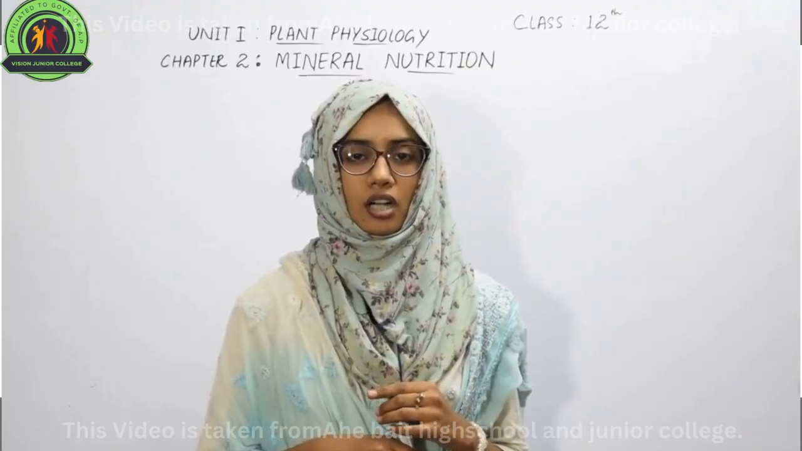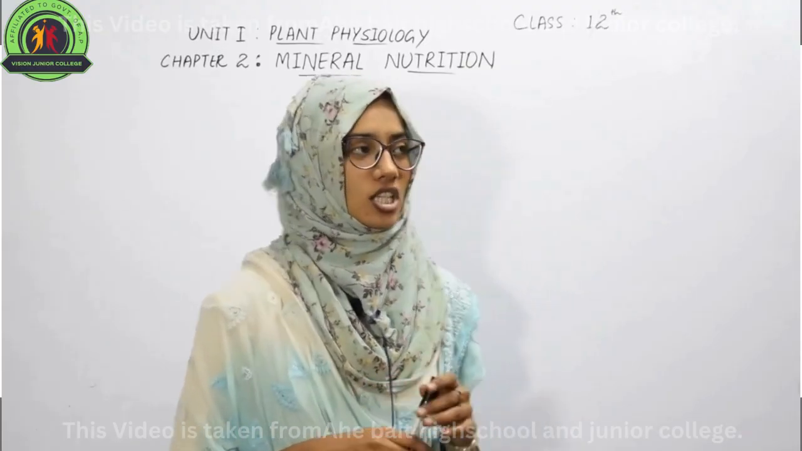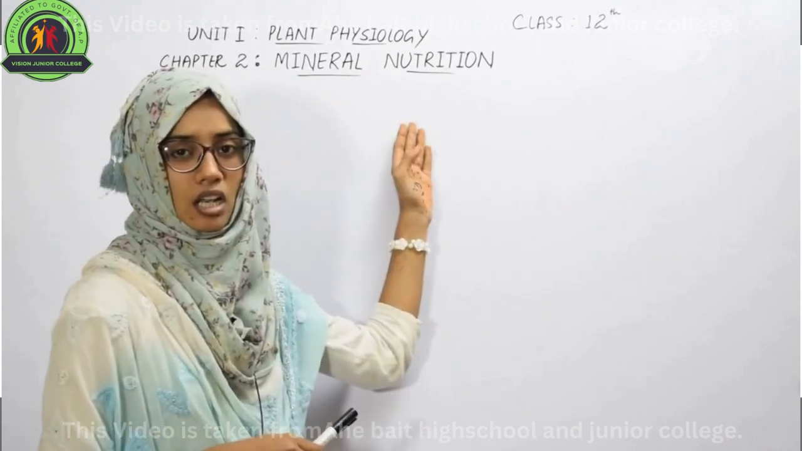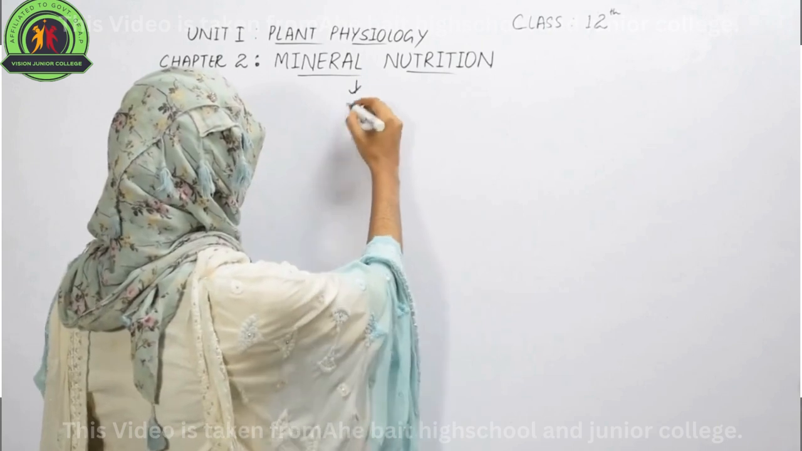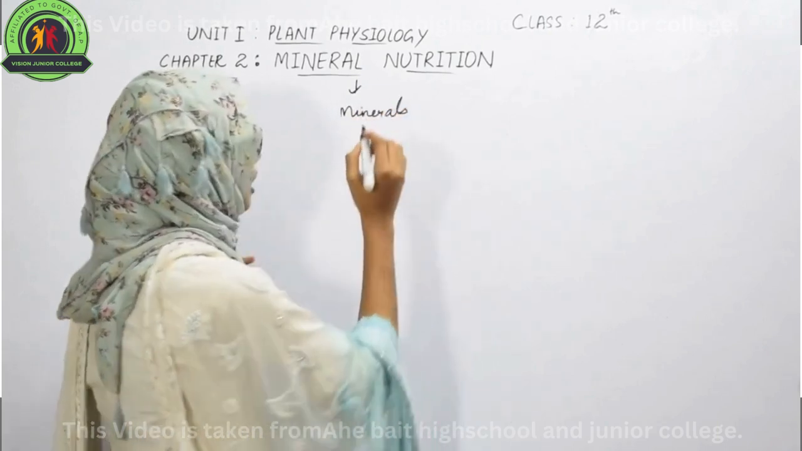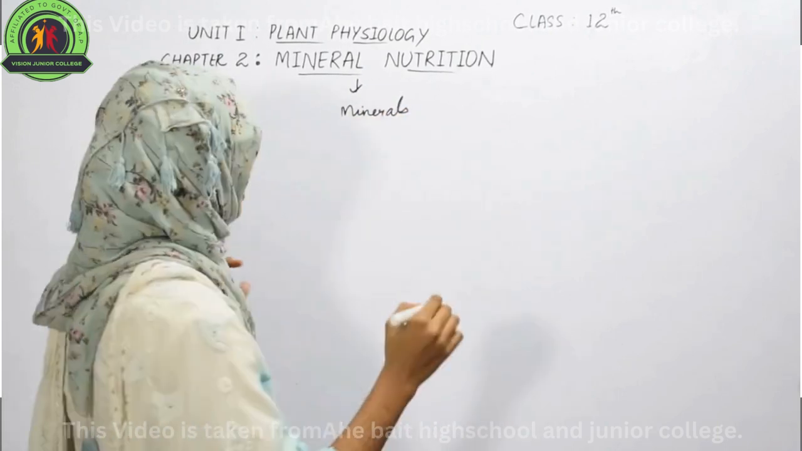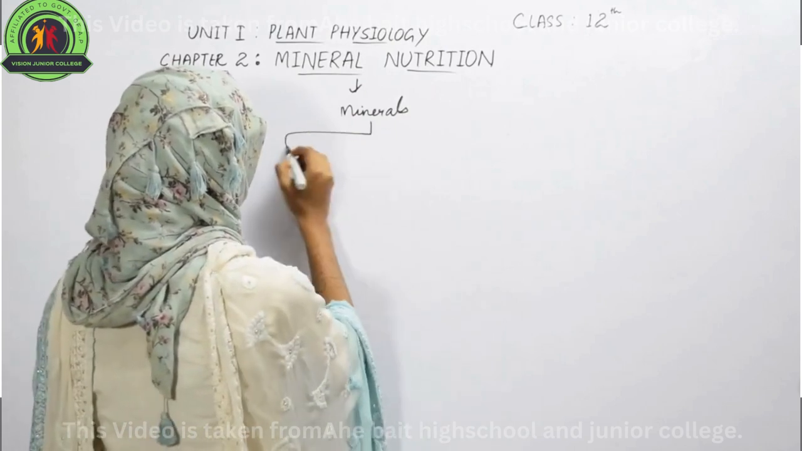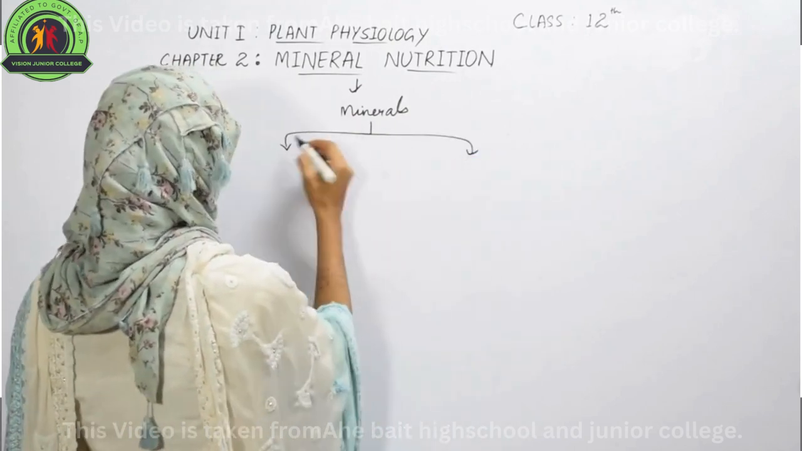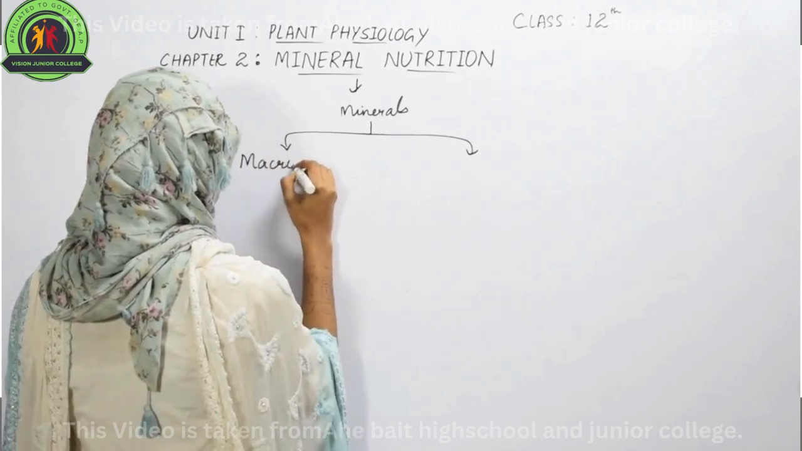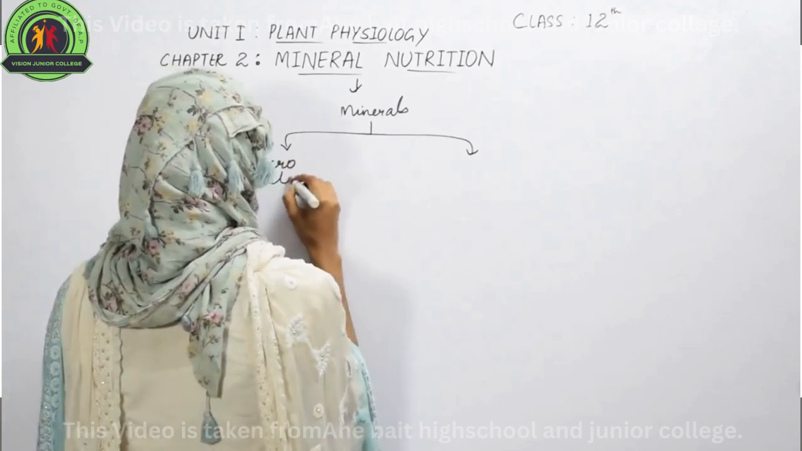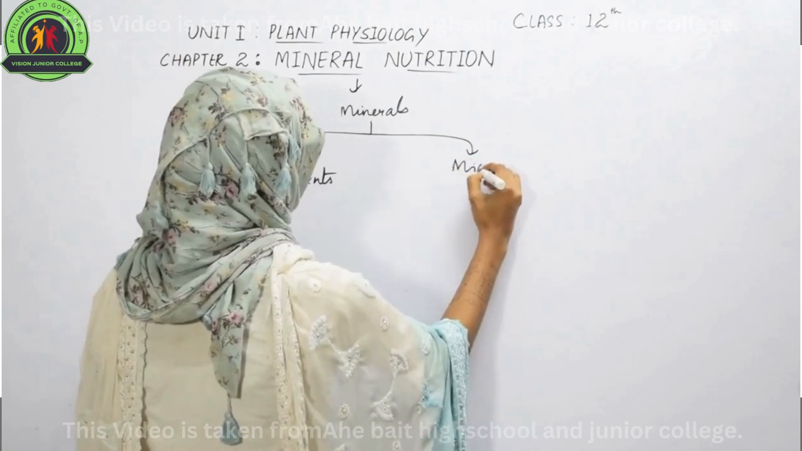A new chapter under the unit plant physiology, and the name of this chapter is mineral nutrition. In this chapter, we are going to study about the minerals. Minerals are classified into two main types based on the amount in which they are required by the plant body. They are macro elements and micro elements.